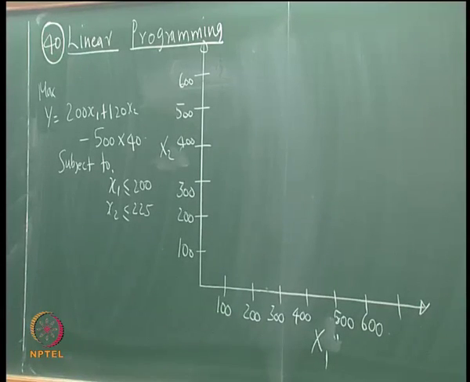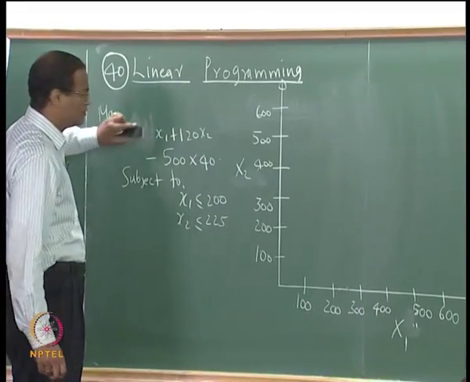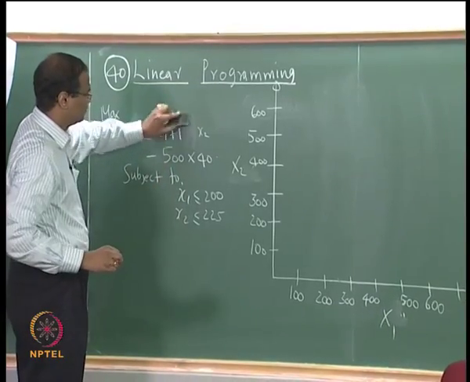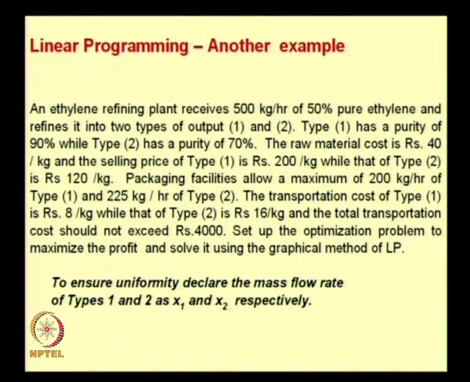The transportation cost was how much? So we changed it, 192 x1 plus 104 x2. I hope all of you are able to get this. The selling price is 200 per kg for x1 and 120 per kg for x2, but there is a transportation cost involved, which is 8 rupees per kg for x1 and 16 per kg for x2. So you put 200 minus 8 and 120 minus 16. This is only the transportation cost; then you have to subtract the raw material cost, which is 500 into 40.